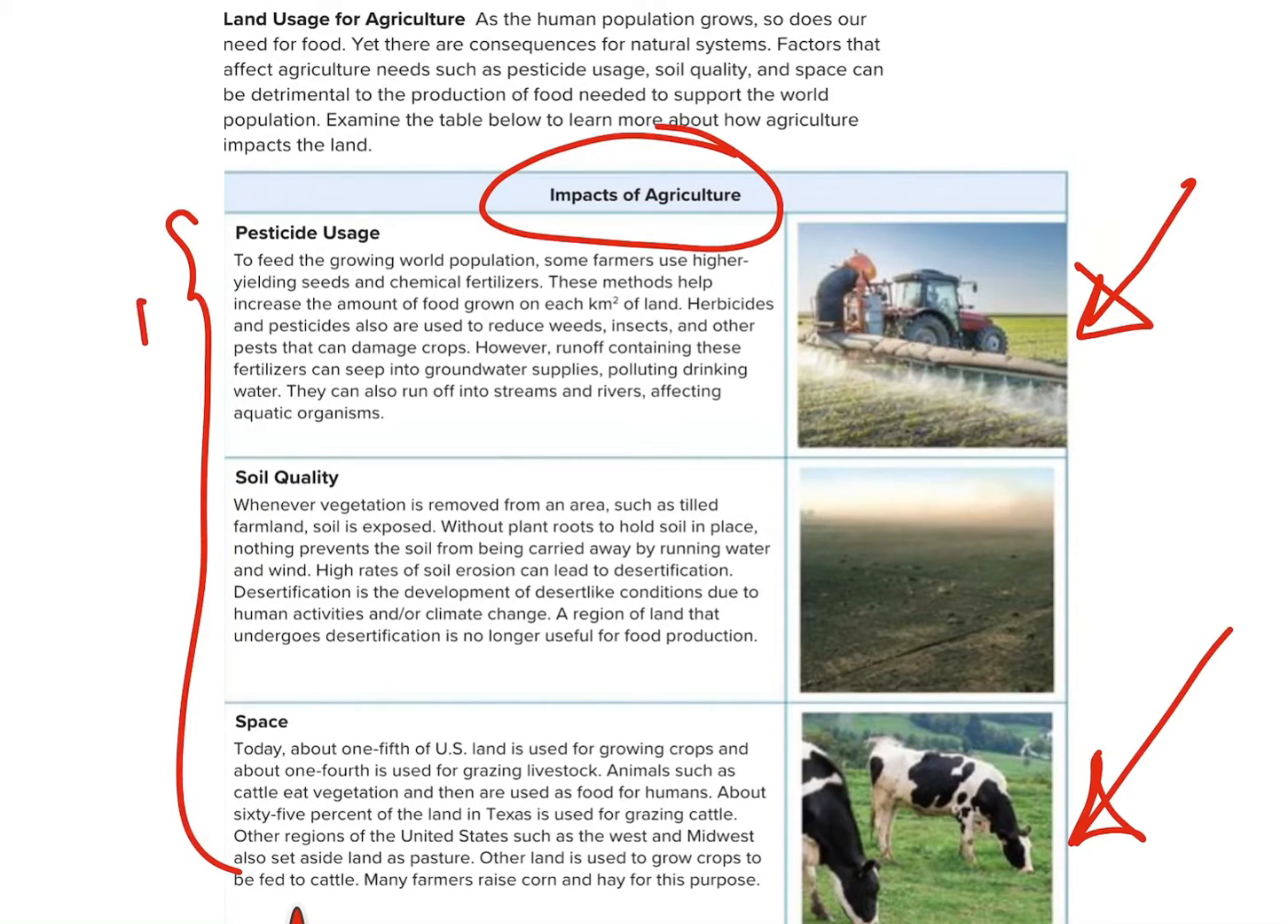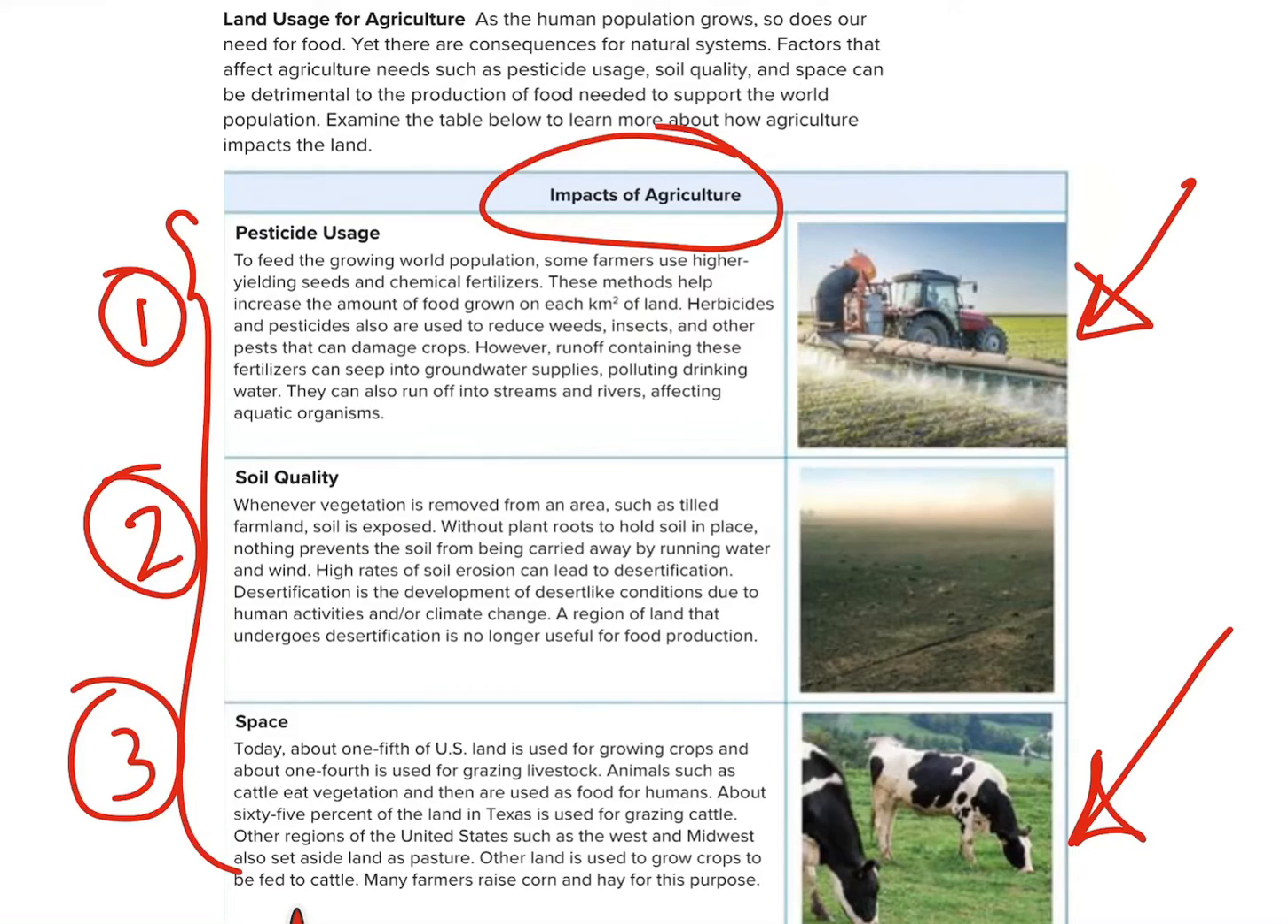Number one, the pesticide usage. The second one, the soil quality. And the third one, the space available. The pesticide usage is the first one. You all know that pesticide is used to kill the insects and remove the weeds and to make sure that all pests are killed before they damage the crops. But pesticide usage has a negative impact on the environment. What is that negative impact?